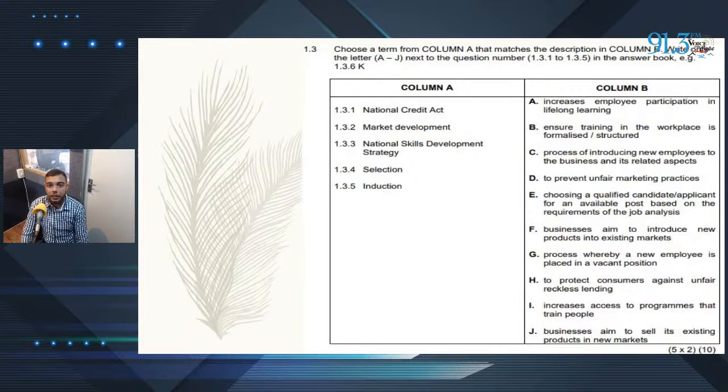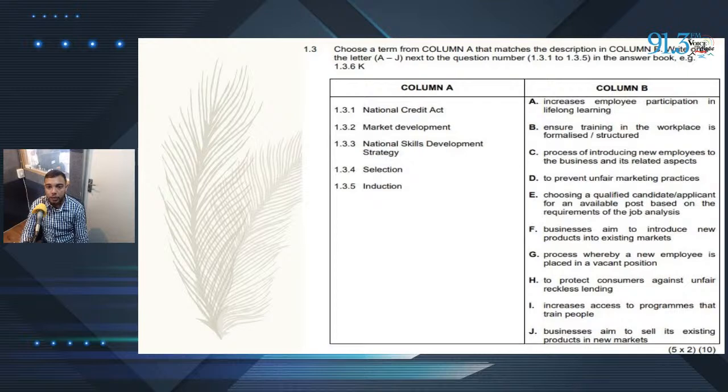So 1.3, you're going to mix and match. You're going to choose the correct letter in column B and match it with column A. So 1.3.1, the National Credit Act, as well as this one here, guys. There is the correct answer and a distractor. Your correct answers, the two answers that will go together, will always start with the same letter or the same word. So C and G is process and process, that's together. D and H is two and two, it is together.